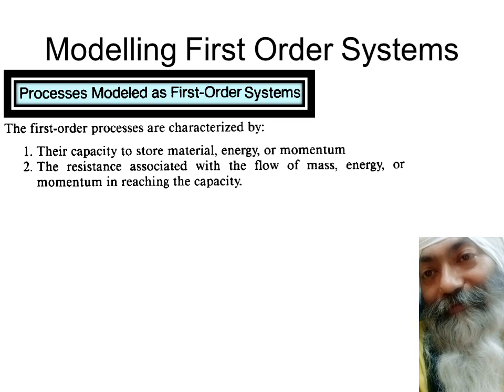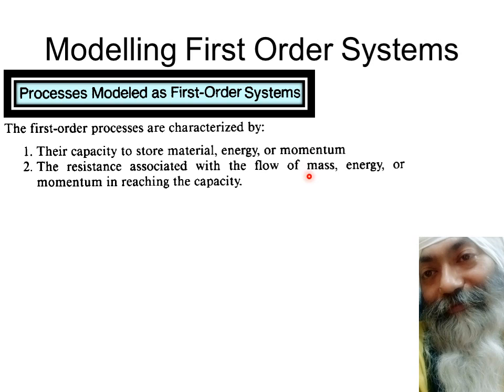So as I said, we have to model some of the processes as first order systems. There are two things. Number one, there has to be some capacity to store. This is what I told you earlier, capacity to store the material. And number two, there has to be some resistance associated with the flow. This flow can be flow of mass, flow of energy, or flow of momentum, any of the three.